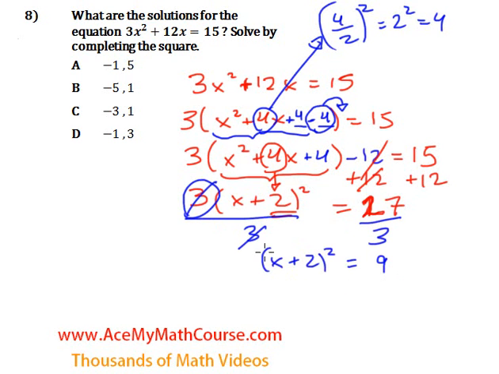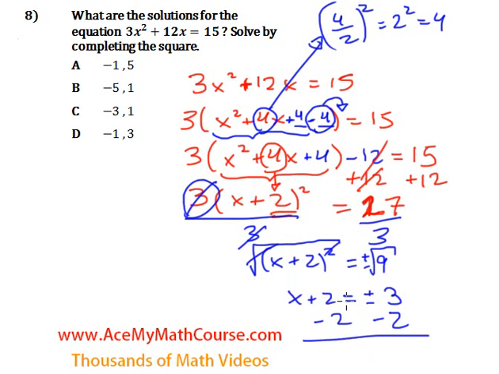Then at this point, I can take the square root from both sides of the equation and have a plus or minus square root of 9 on the right hand side. These will cancel out, and we have x plus 2 is equal to plus or minus 3, because the square root of 9 is just 3. Then I can subtract 2 from both sides of the equation, and x is equal to negative 2 plus or minus 3.